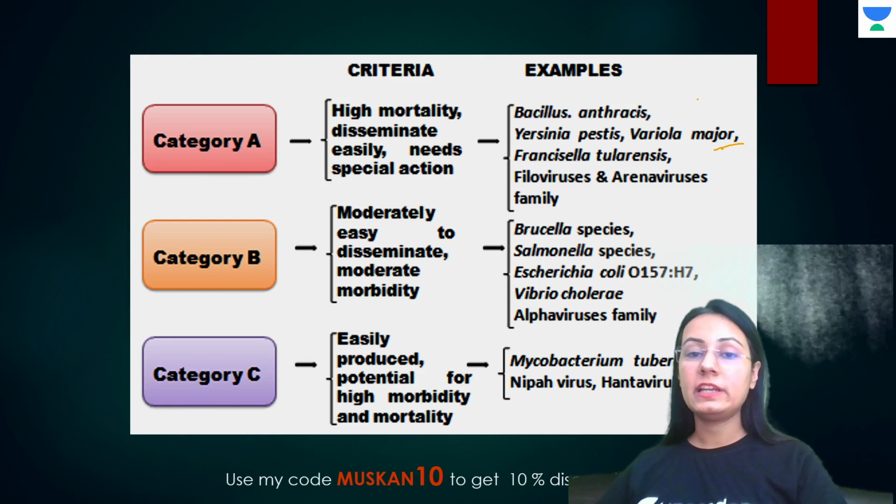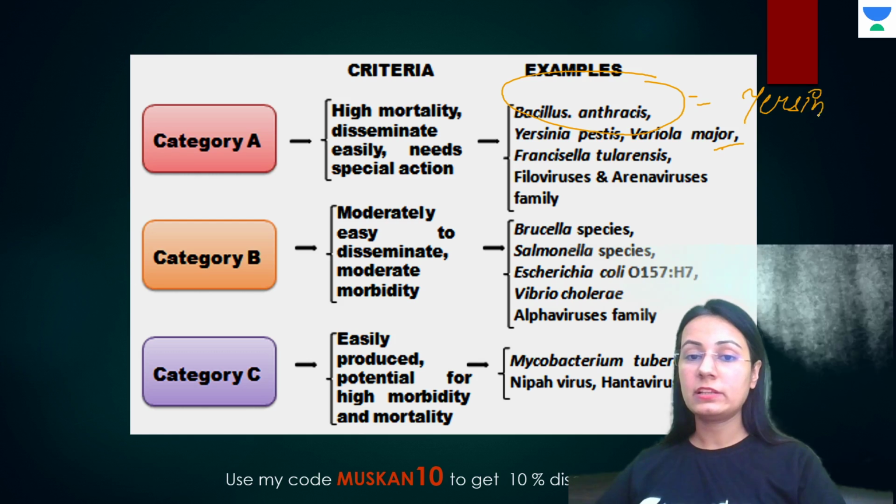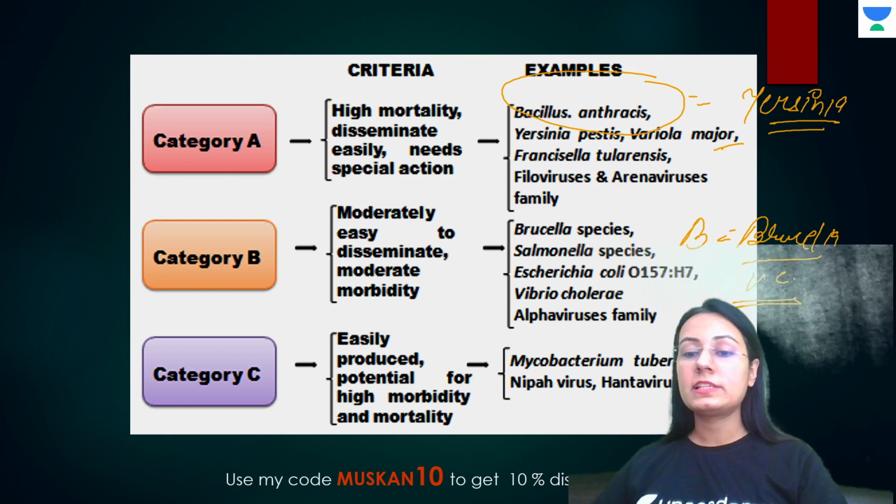Now, what are the category A agents? Most important is what? Bacillus. Next is what? Yersinia, that we need to remember. All right, category B is what? Brucella, Vibrio cholerae. Category C is Mycobacterium tuberculosis.